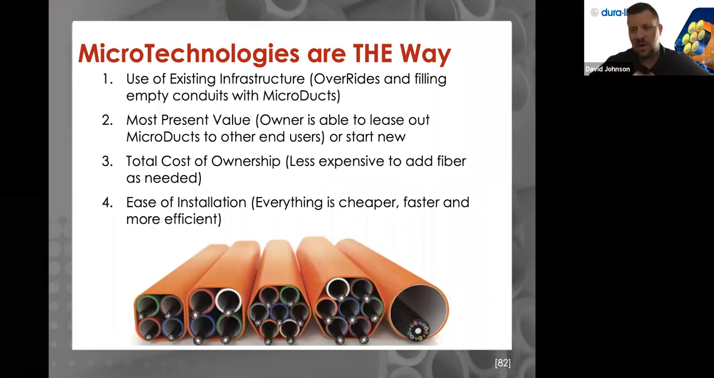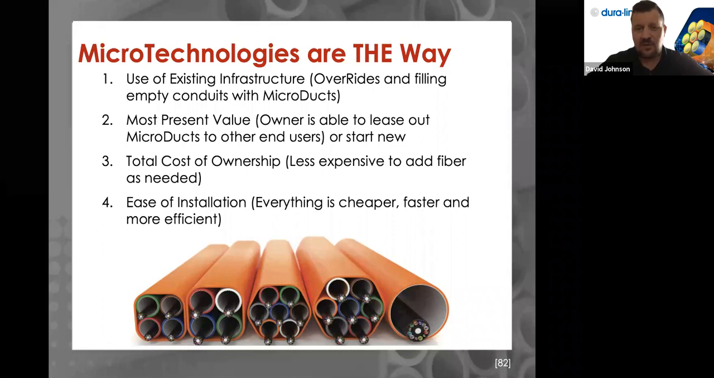And this is where I want to end it, and then we'll ask the last remaining questions. To wrap up this whole solution, there are 4 major points that all of us need to remember with this solution and micro technology in general. 1, you can use our existing infrastructure. Let's do overrides. Let's fill up to capacity our existing empty conduits with microducts. We can use that existing infrastructure by using microtechnology, and it is very successful.